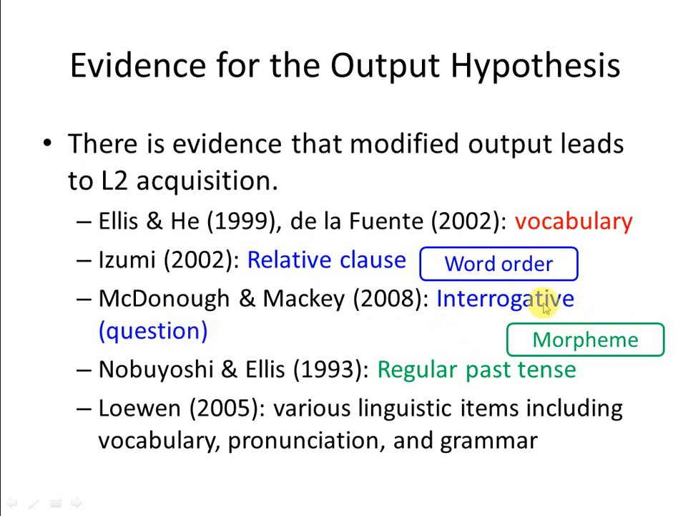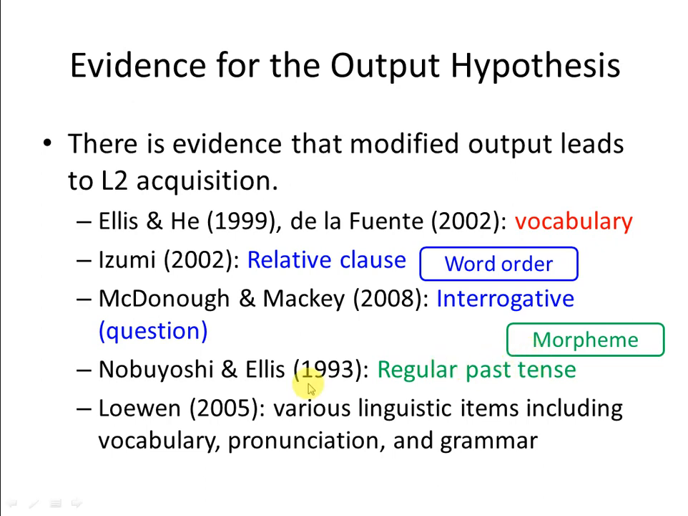And it's very difficult to form interrogatives in English because it involves rearrangement of word orders. So here we are talking about word order rules, and modified output led to the acquisition of word order rules. And also there is one study which looked at the acquisition of grammatical morphemes. In this case, regular past tense.